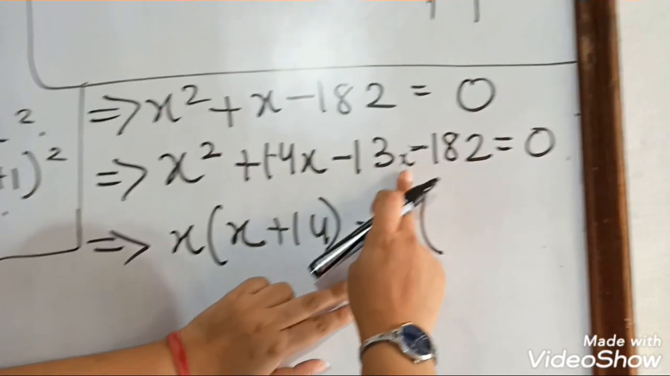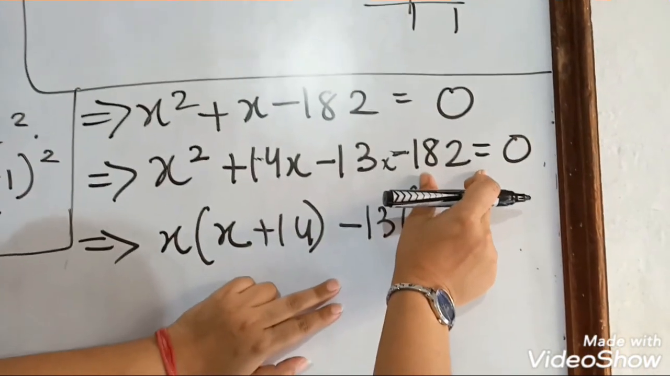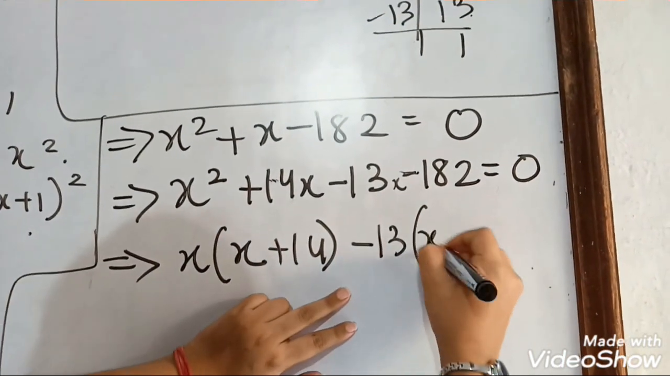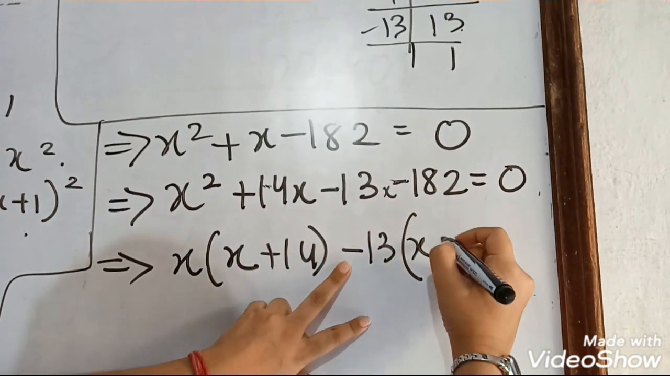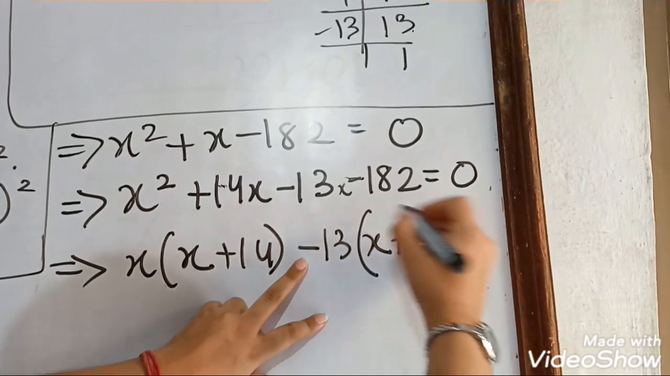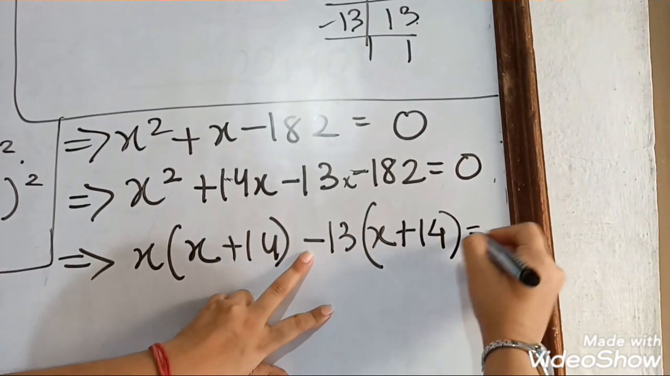Now over here children, we cannot take x common because over here this is constant. So I will take out minus 13 common. We are left with x. Now minus I have taken out common. What are we left with? We are left with plus sign. And minus 13 multiplied by 14 will give you minus 182 is equals to 0.